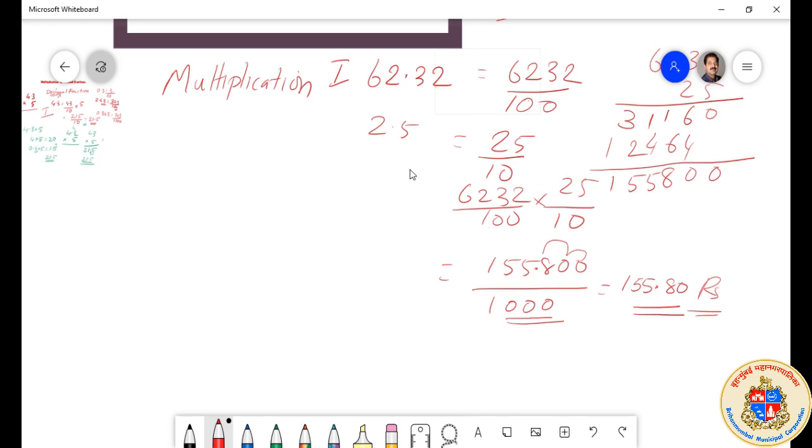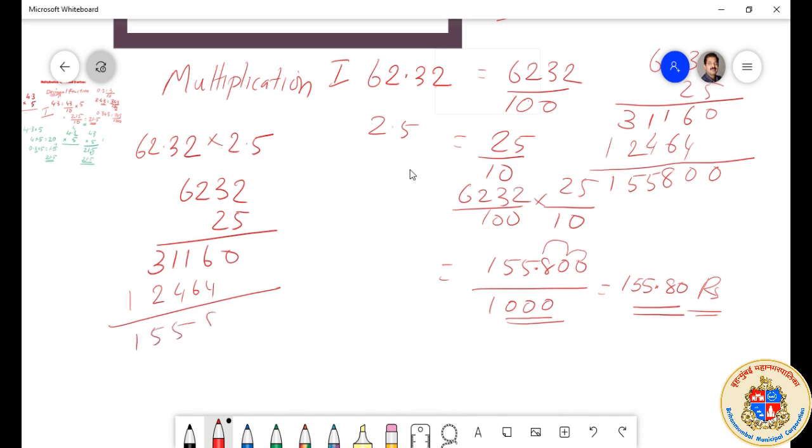Another method of multiplying this is 62.32 मल्टीप्लाइड बाय 2.5 दिए, तो आप डेसिमल के बारे में भूल जाएंगे, सीधा 25 से मल्टीप्लाई करेंगे. Same way you will get 31160 and 12464. टोटल करने से 155,800 मिलेंगे. Then you will count the number of decimal places here. 2 + 1 3. 1 2 3. Here you will put the decimal and you will get the answer. Understood? This way also you can solve the sum.